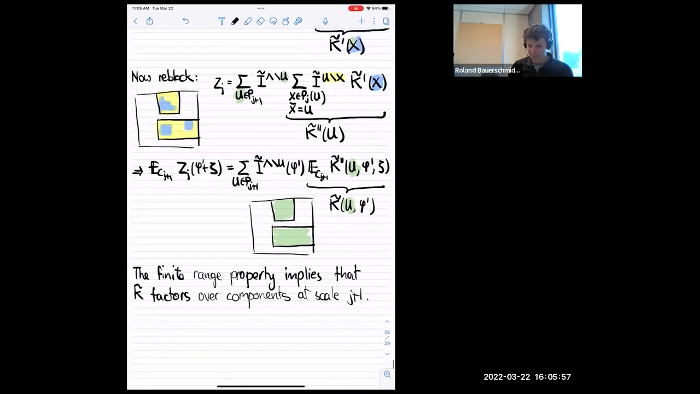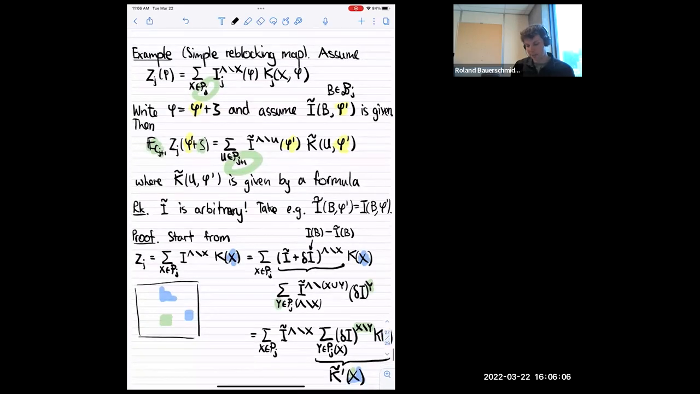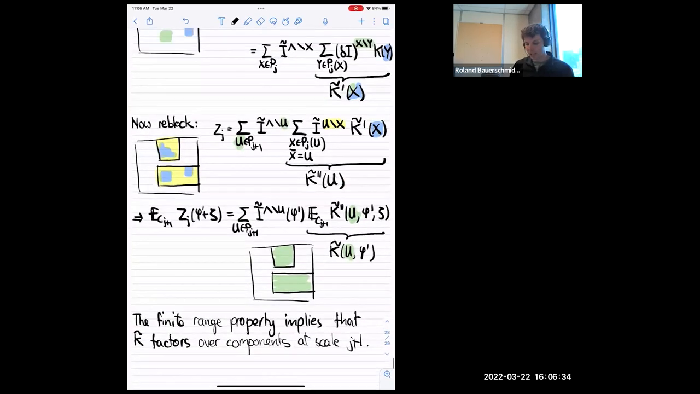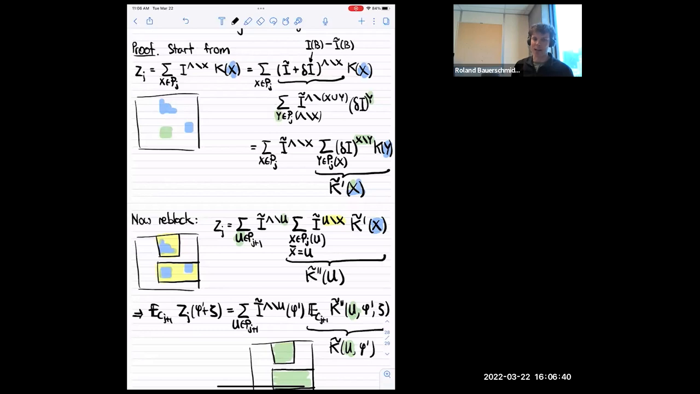Okay, so this concludes this example. So we assume we're given some zj of the form as desired. We want to take this Gaussian convolution, and we arrive at a formula that's again of the same structure, except that these polymers of scale J have been changed to J plus one. And in fact, in doing this, we were allowed to use an arbitrary choice for this I tilde. It didn't matter. And the next step will be to understand why you might not want to use an arbitrary choice, why ultimately it should matter.